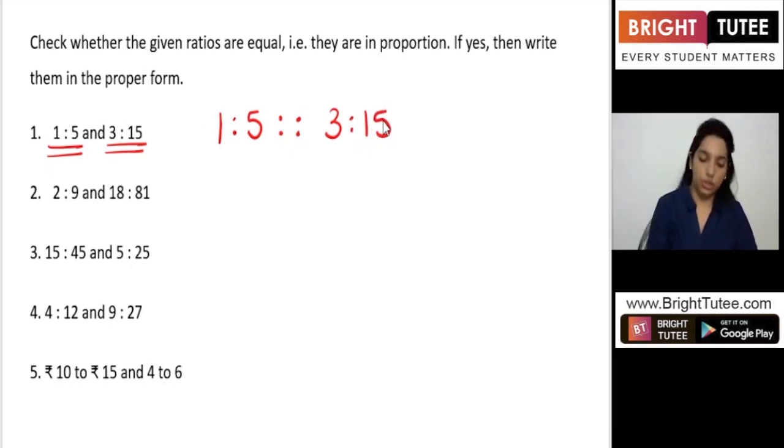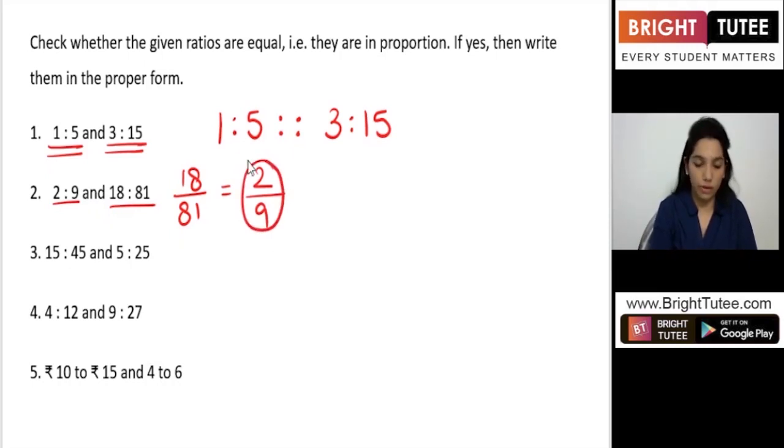The first ratio is given as 2 is to 9. This is already in the simplest form. Let us look at the next one. It is 18 is to 81. Both these numbers are divisible by 9. So let us write it. After dividing 18 by 9 we get 2, and after dividing 81 by 9 we get 9. So do you see we have got 2 over 9 again.